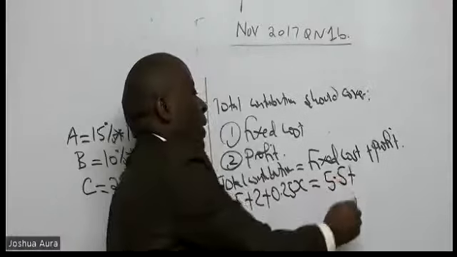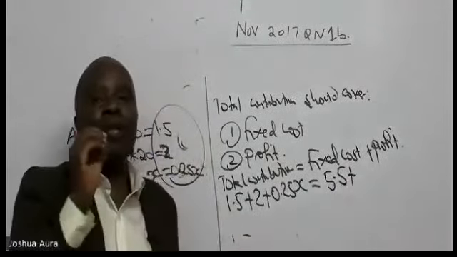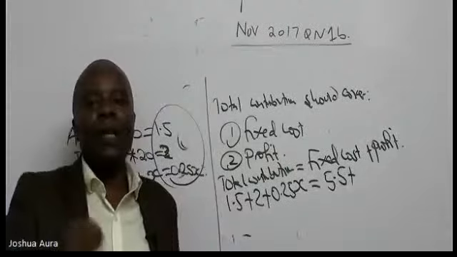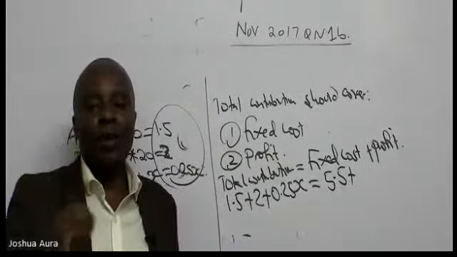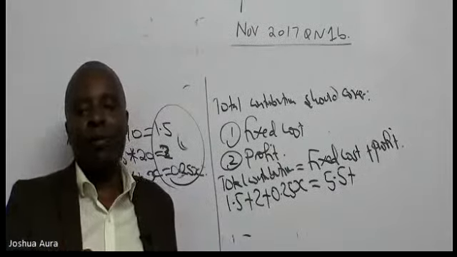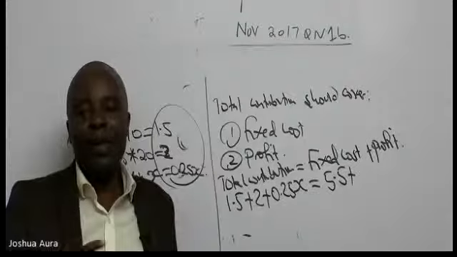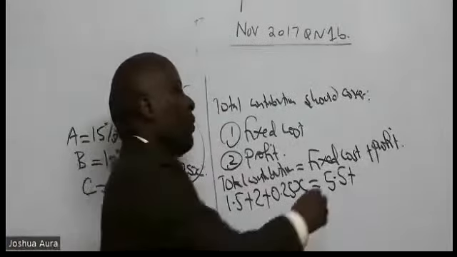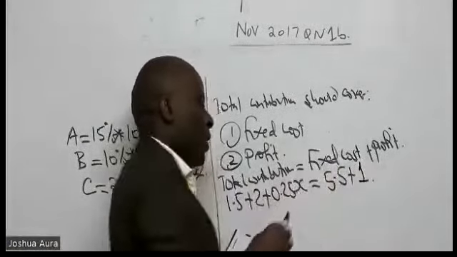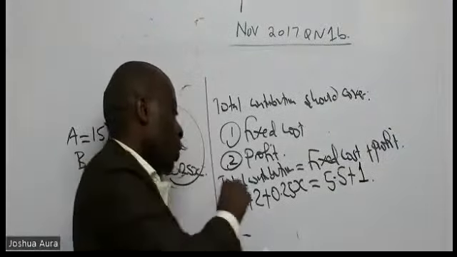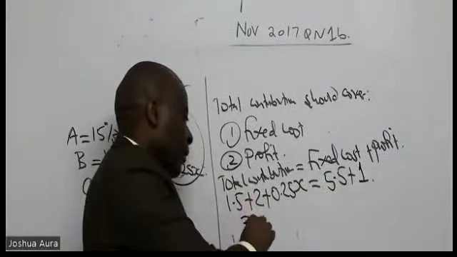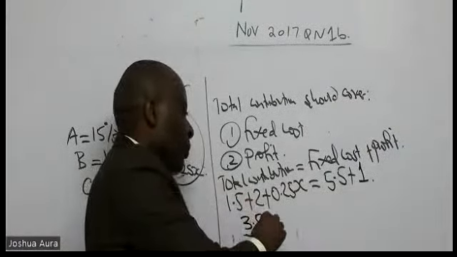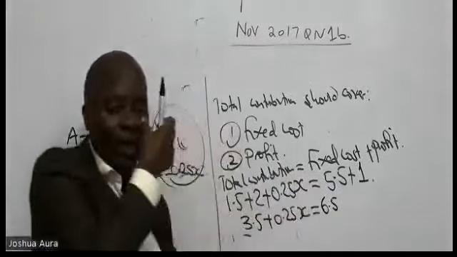How about profit? Is there any profit that these guys are targeting to get? Yeah, it's 1 million, isn't it? All my figures are in millions. So in this case here, we have a profit of 1. So then this will give me 3.5. So 3.5 plus 0.25x should be equal to what here, somebody? Should be equal to 6.5 million.